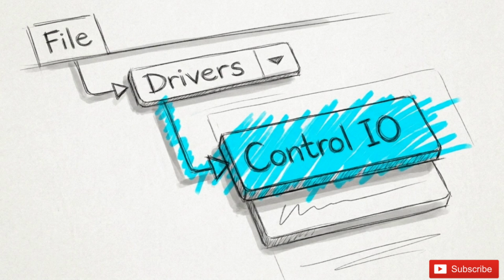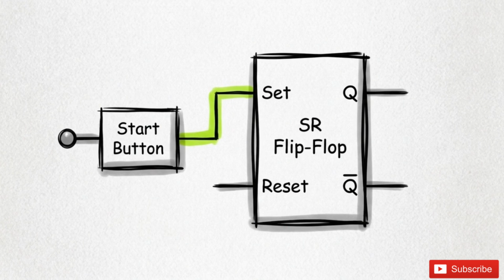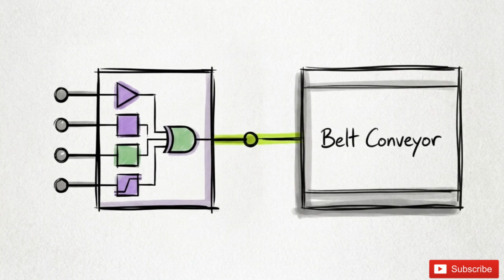Now for the brain of the operation. Go to the File menu, select Drivers, and open Control I/O. In the logic interface, drag in an SR flip-flop block. Take your Start button tag and connect it to the set pin. Then, connect your belt conveyor to the output.